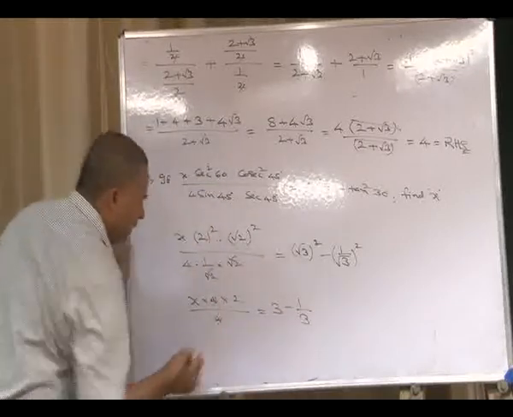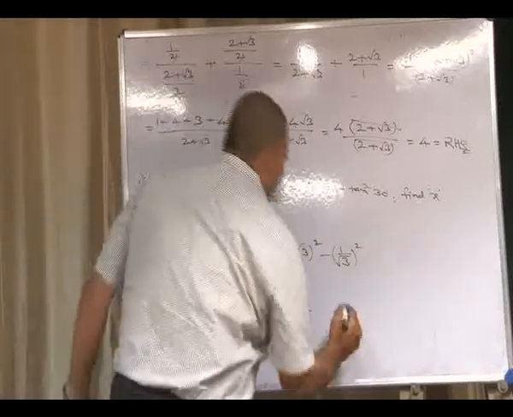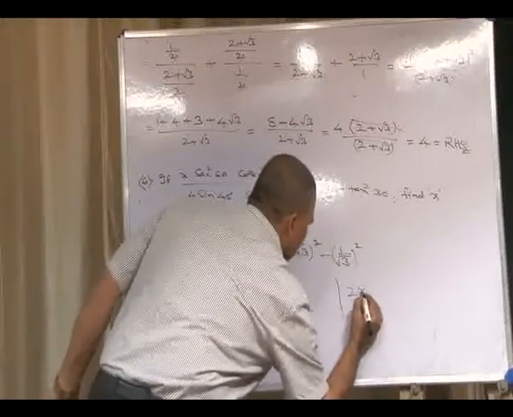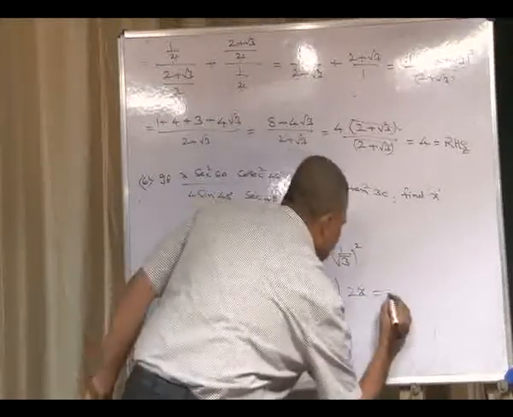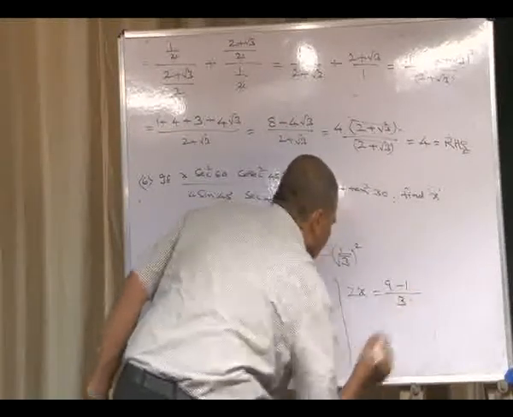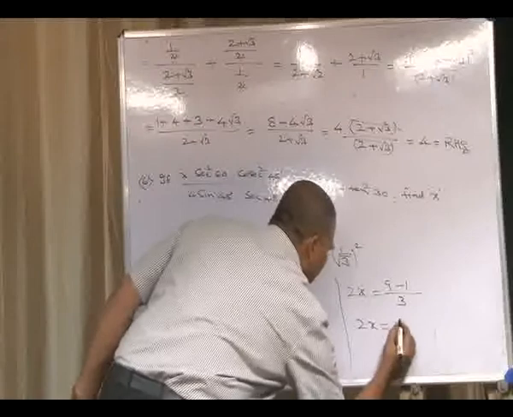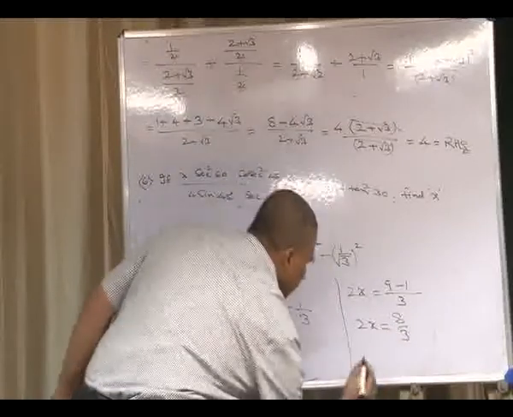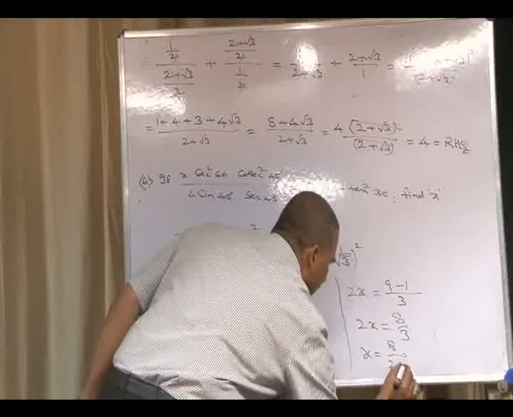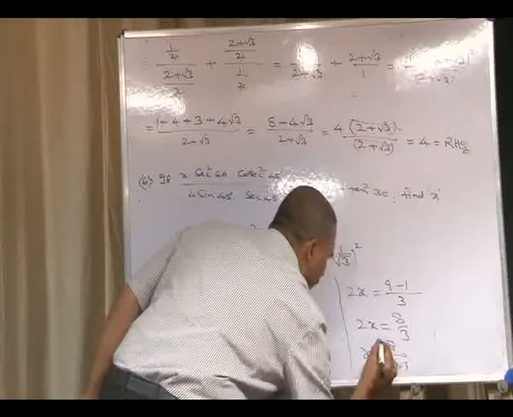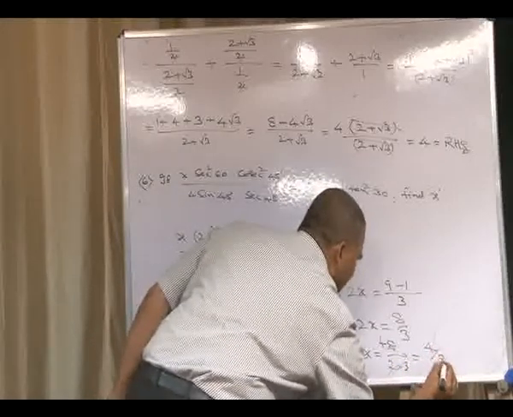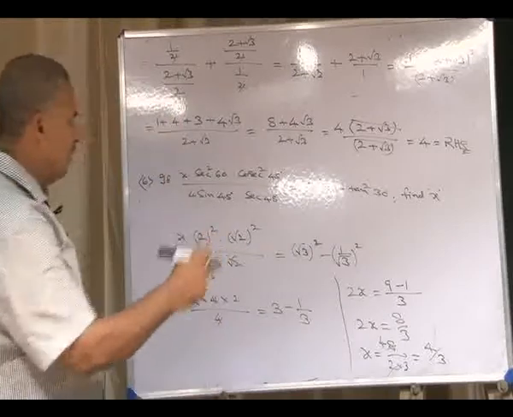Here 4 cancel. That is x into 2 is 2x, that is equal to LCM of 1 and 3 is 3, that is in the numerator 9 minus 1. 2x equal to 8 by 3. X equal to 8 by 2 into 3, that is 2 fours, that is equal to 4 by 3. The value of x is 4 by 3.